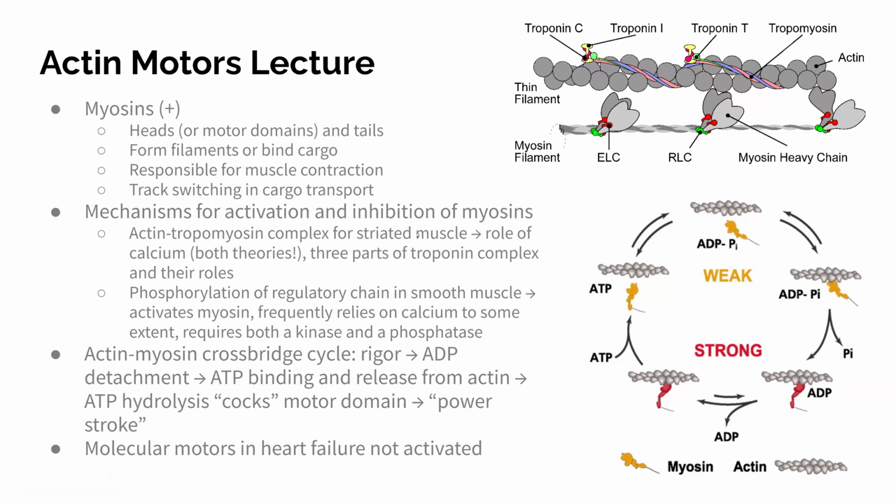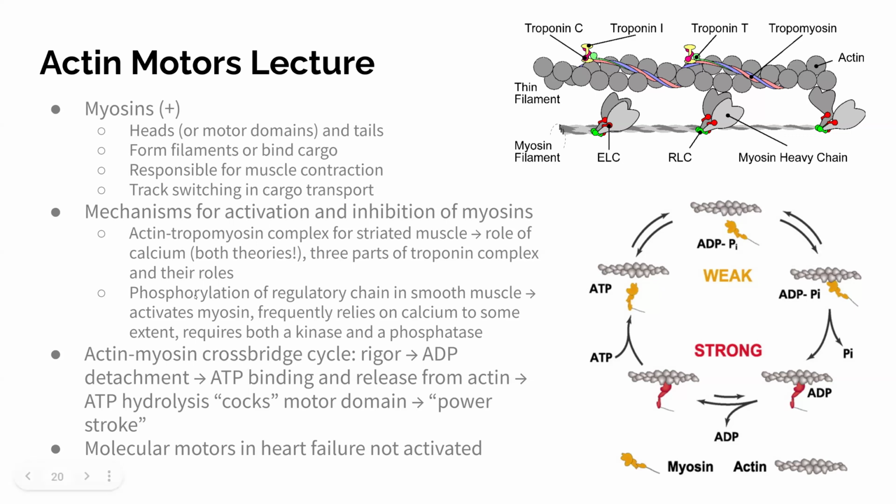Then the mechanisms for activation and inhibition of myosins. You have the actin-tropomyosin complex of striated muscles. Know both theories for how this is happening, and the role that calcium plays. The lecture slides talk about them pretty well, so you can go back and review. And definitely know the three parts of the troponin complex. They're really easy to remember because the first letter tells you exactly what it's doing: the I, the C, and the T.